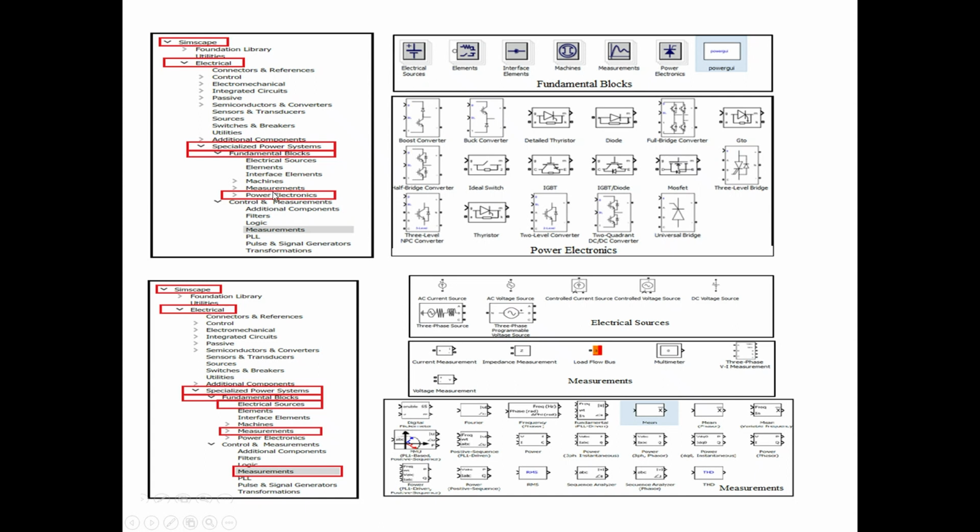Now select Power Electronics, or double click Power Electronics. Now you will get all power electronics blocks. Select Electrical Sources, so you will get all electrical sources. Double click on Measurements. Now you will get the measurement blocks. Now you need a Mean and RMS block. For this, select Control and Measurements. In that, double click on Measurements. Now you will get the Mean and RMS blocks.